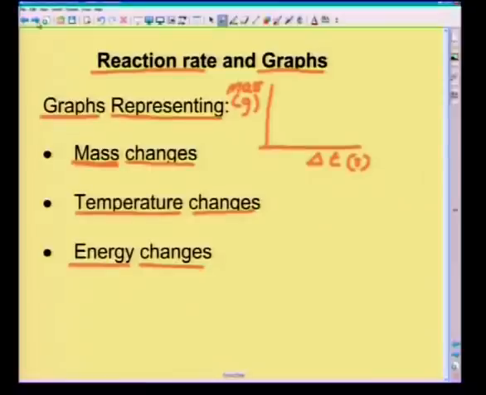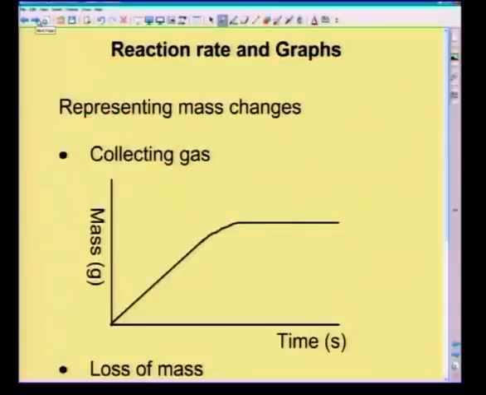Right, let's move on and have a look at some of these graphs. Now here we're looking at reaction rate put in graph form. Like I said, you will have your time measured in seconds on your horizontal axis, and you will have mass measured in grams on your vertical axis.